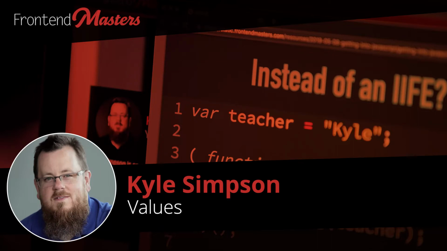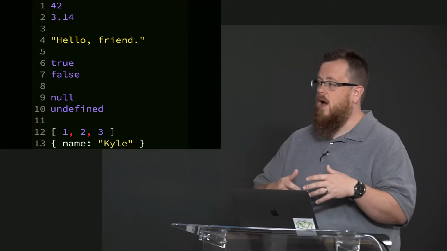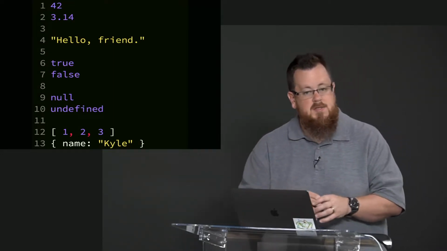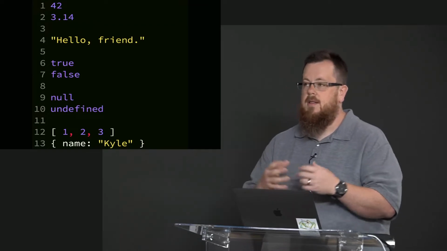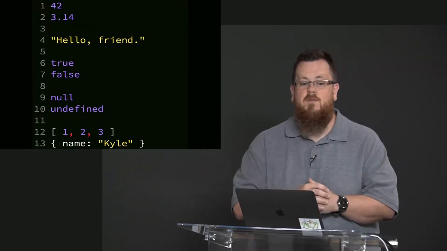So let's dive in. Values. Here's an example of a variety of values that you can express, again, in a JavaScript program. Line 1, you see just the number 42. Line 2, you see 3.14.